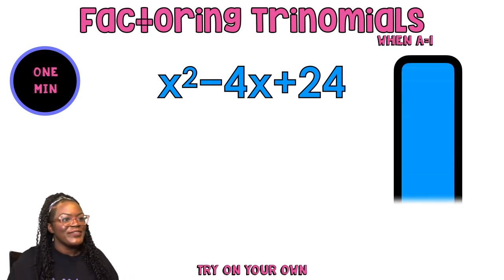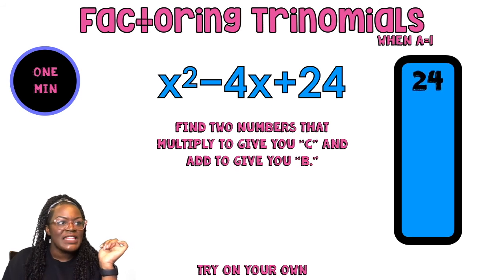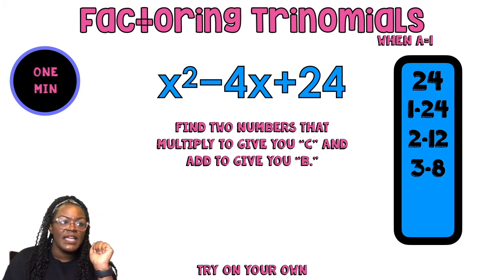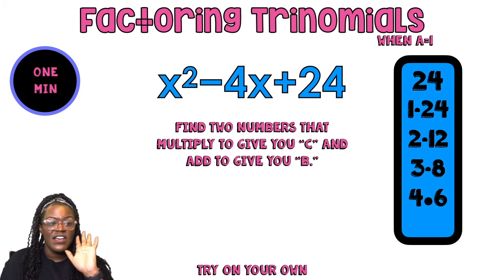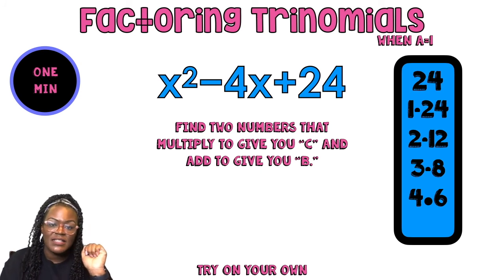Okay. Find numbers that multiply to give you C and add to give you B. That number is 24. So we'll go down the list. 1 times 24, 2 times 12, 3 times 8, 4 times 6, 5 doesn't go into 24, 6 is already on the screen, so I know my list is complete.